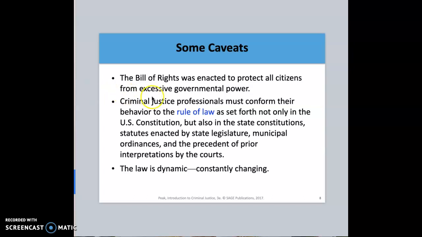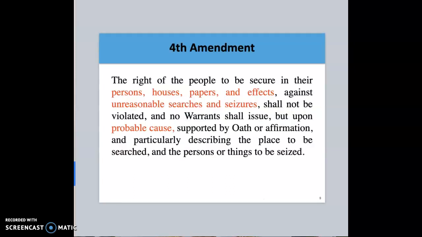All right, so just remember the rule of law is very important, and that the law is very dynamic, it's constantly changing. So the courts have to change with the changes that are going on in society, and changes in the law that take place and technology and so forth. So let's talk about the Fourth Amendment.